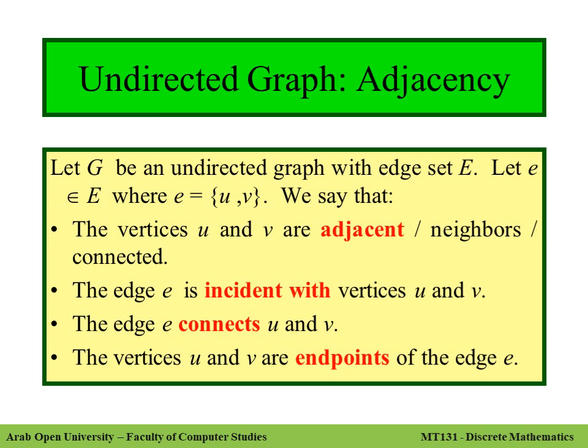Now the edge E, since it connects U and V, is incident with U, meaning it touches U, and also incident with V. The edge E connects U and V. U and V are the endpoints of the edge E. All of this terminology can be used when we're working with an undirected graph, dealing with edges and vertices. We will see those terms used a lot.